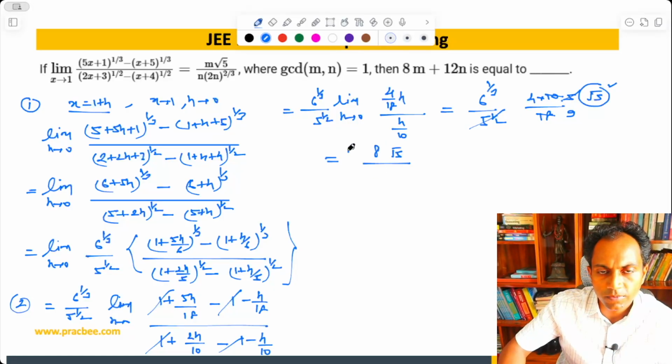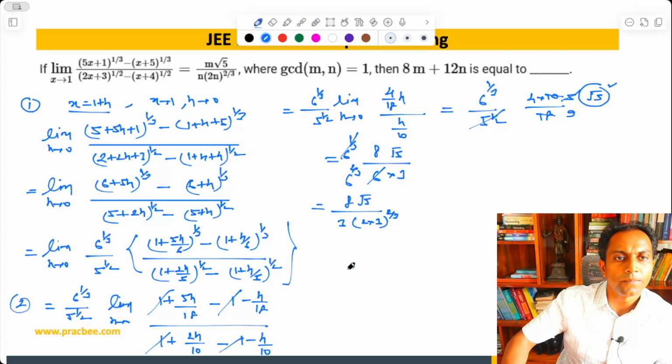Why are we doing it? Because you have 6 raised to the power 1 by 3. It needs to be adjusted in the denominator. So 1, we can write this as 6 into 3. If this cancels out, this can be written as 6 raised to the power 2 by 3. So 8 root 5, this part is fine. Then you have 3. This can be written as 2 into 3 raised to the power 2 by 3.